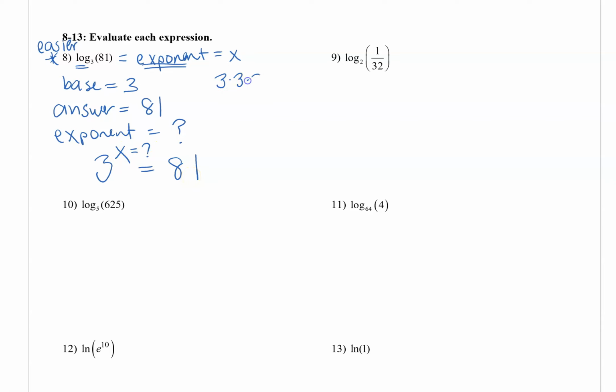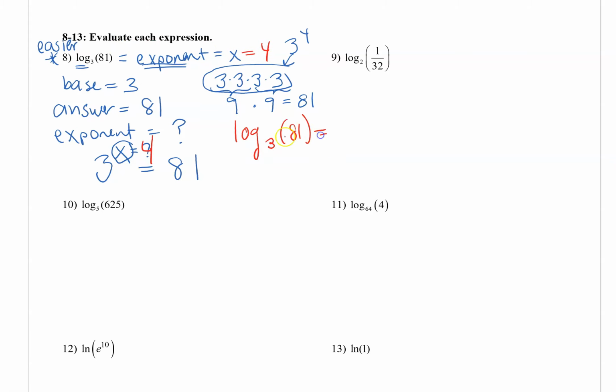So you might recall from some of these simplifying radical problems we were doing, if you do 3 times 3 times 3 times 3, that'll give you 9 and 9, which is equal to 81. So I need 4 factors of 3 to get to 81. So my exponent here would have to be 4. So what that means is that this log expression is equal to 4. Log base 3 of 81, that whole expression is equal to the number 4, because 3 to the 4th power is equal to 81. The log equals the exponent. So the answer is 4.